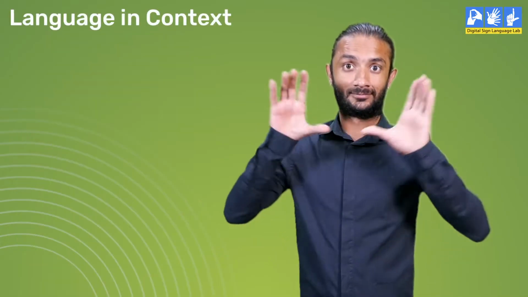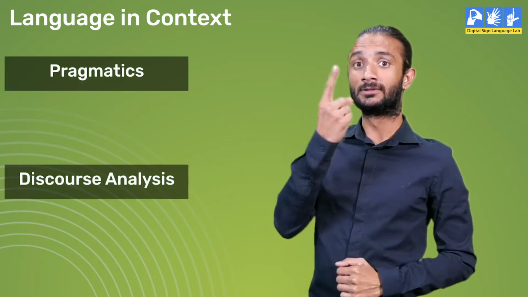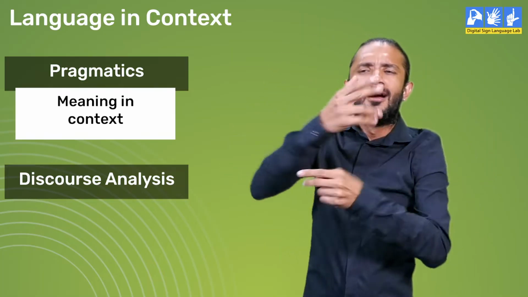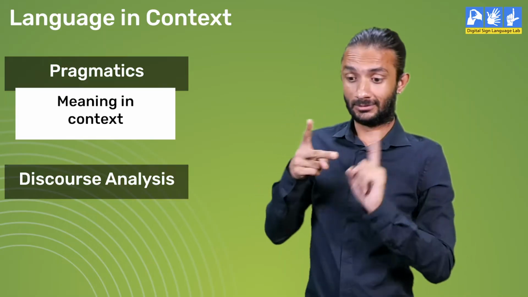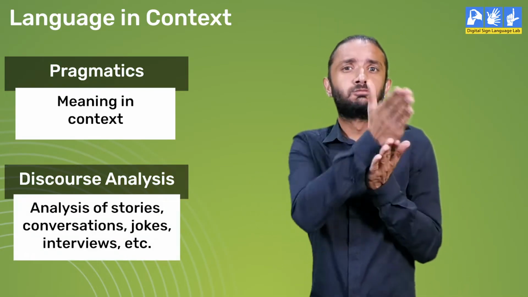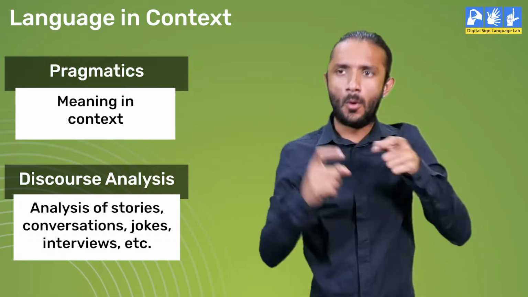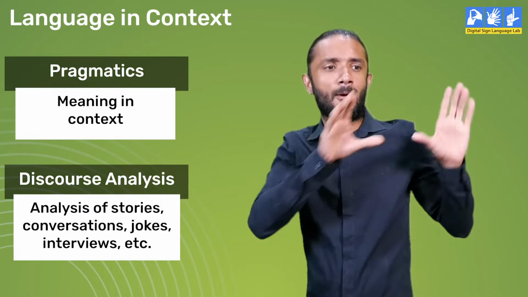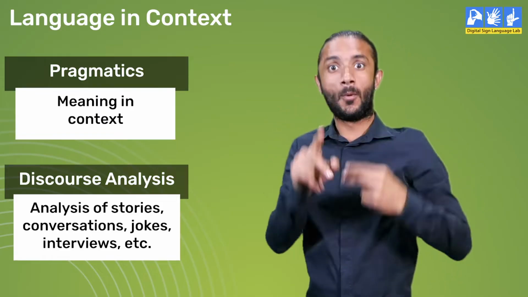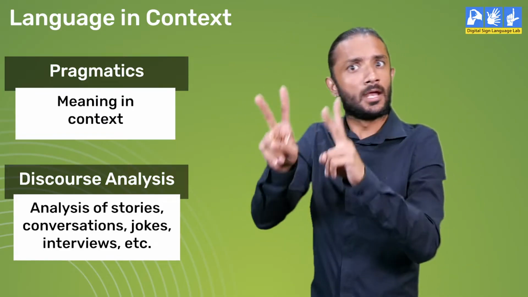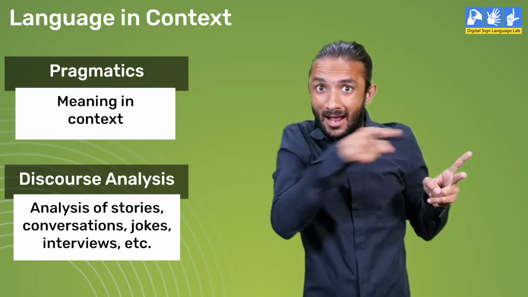The second category is language in context. It consists of two ways. The first is pragmatics, in which meaning exists according to the context. And the second is discourse analysis. In this, it involves analysis of stories, conversations, jokes, interviews, etc. All these small groups carry meaning and it changes according to the context. Both these terms have the same outer meaning, but they have a different meaning in detail. This is known as language in context.